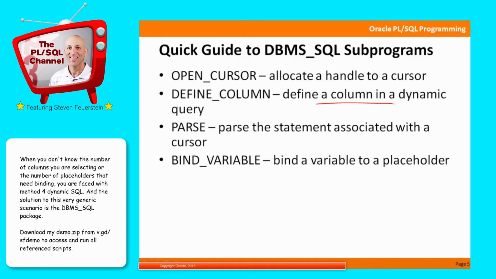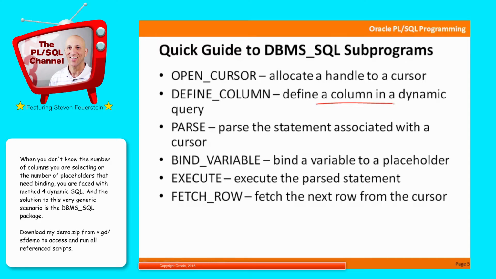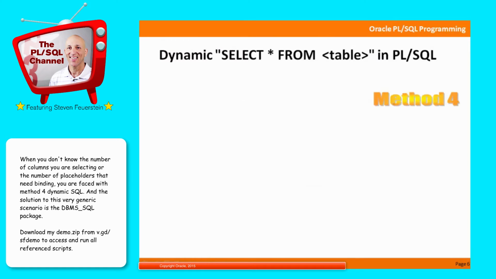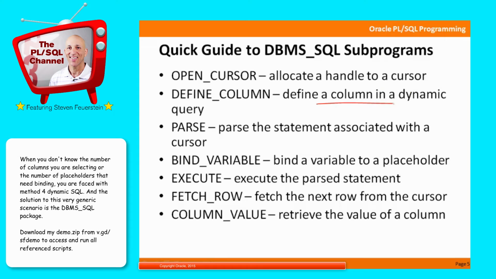And BIND_VARIABLE: if you need to bind a variable to a placeholder, you'll call the BIND_VARIABLE program. You execute the statement, fetch one or more rows, and retrieve the column value: I fetched a row, now get my individual values. And whoops, though I didn't put it here, sorry, there's also a CLOSE_CURSOR. Close the cursor when you're done. I should add that in there. Sorry about that.